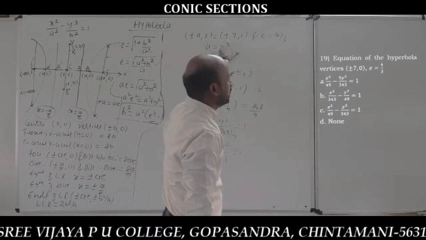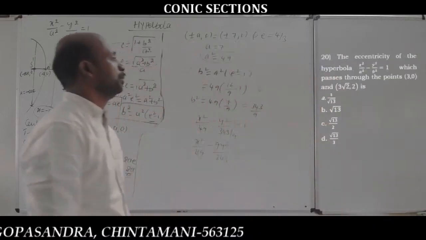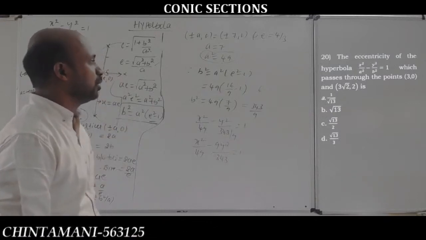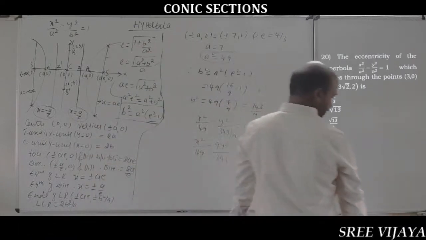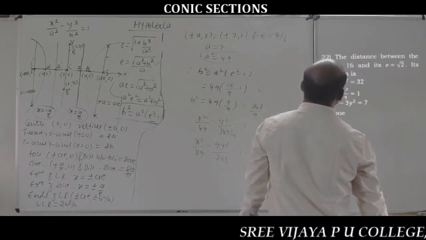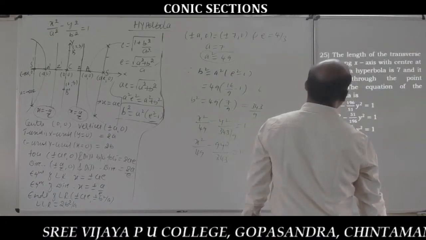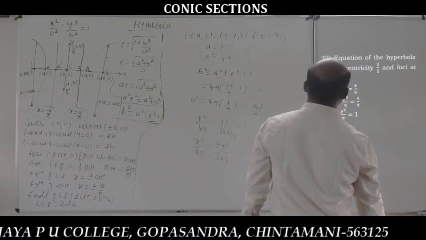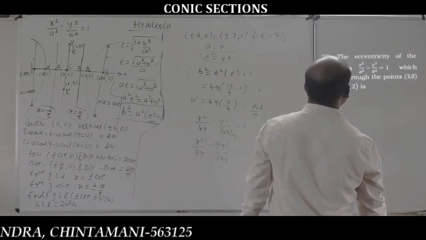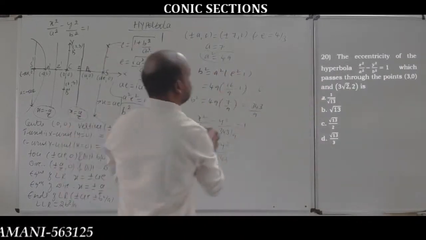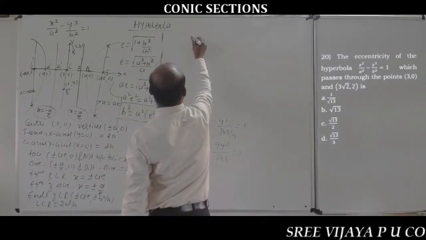Equation of hyperbola, vertex is plus or minus 7 comma 0 and eccentricity is 4 by 3. The eccentricity of the hyperbola which passes through the points 3 comma 0 and 3 root 2 comma 2. x square by a square.